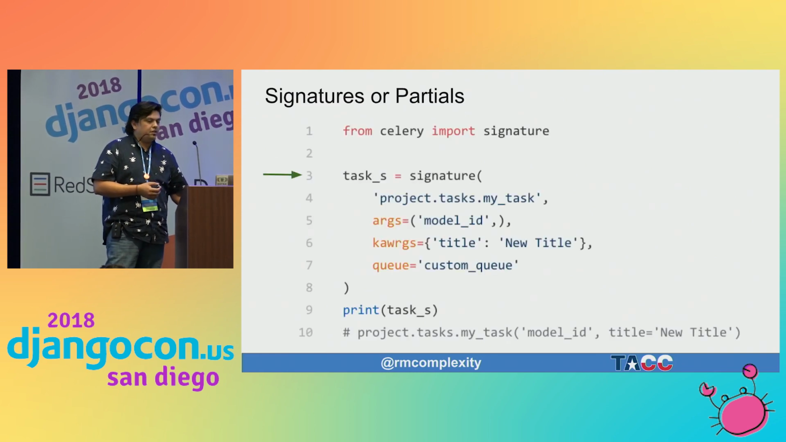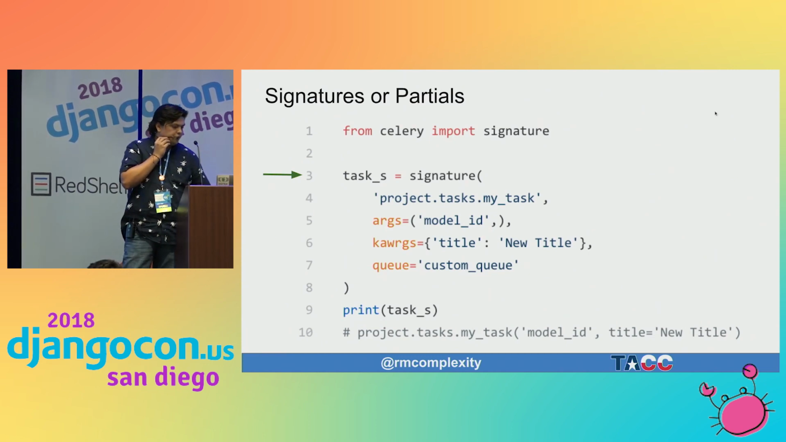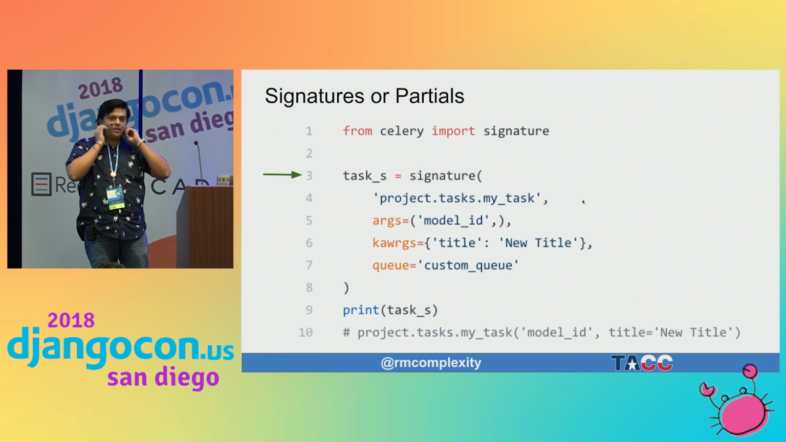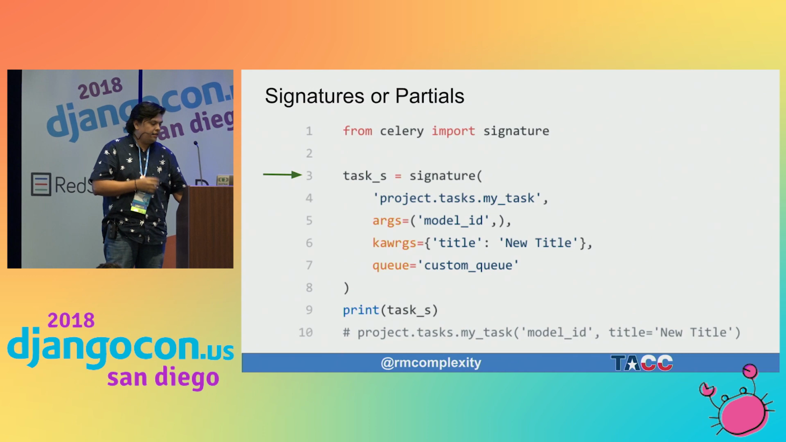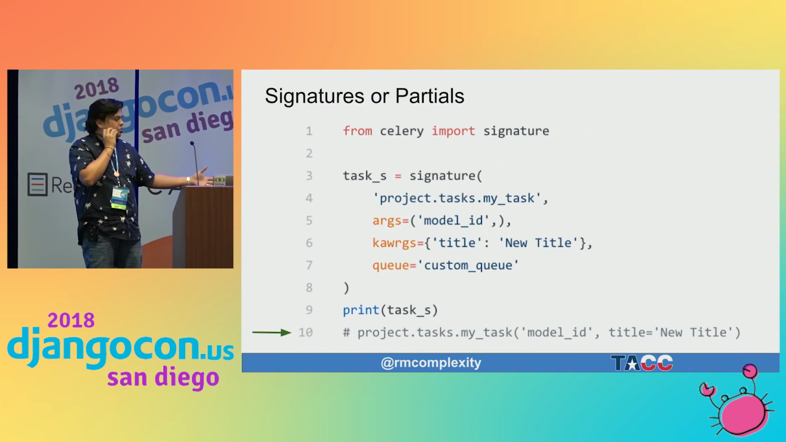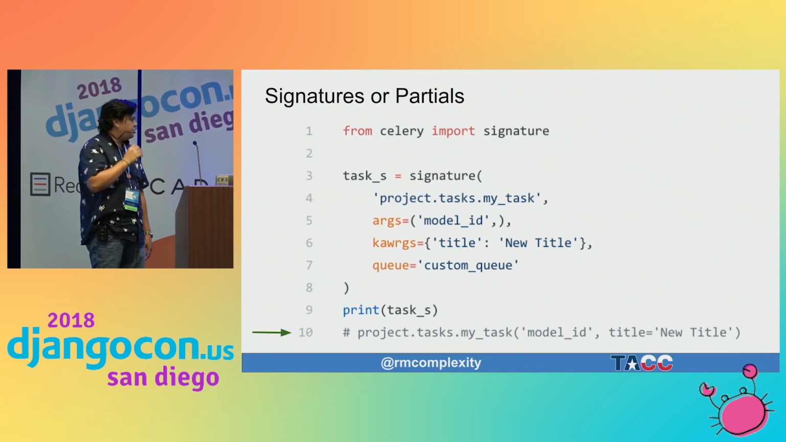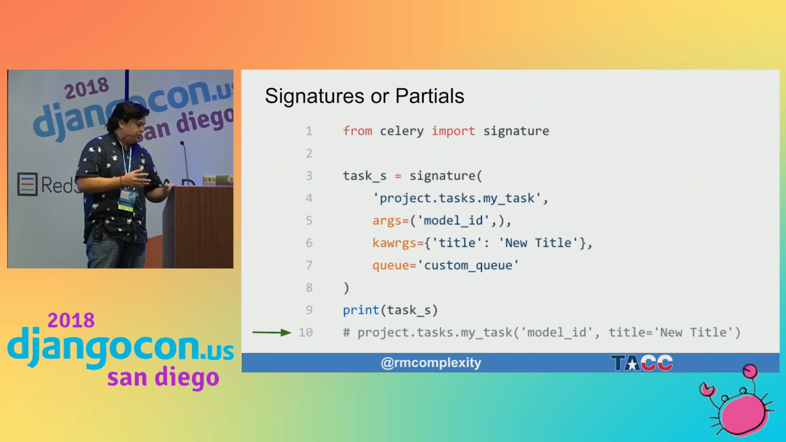So the way that they work is that if we have a task, for instance, the task that we're going to use here is projects.tasks.mytask. We can create a signature from this task. And this signature is basically going to be a representation of what we have here at the end of the slide, which is just a way to execute that function itself, which is project.task.mytask, with some specific arguments. It could be just normal parameters or also keyword parameters.